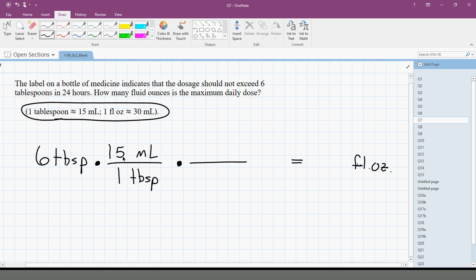All right. Now, no, fluid ounces will not go below. It has to go above because that's what we want. The one we want goes above. The one we want to get rid of goes below. So 1 fluid ounce is up here. And what's below? The 30 milliliters. Because we got to cancel this guy out, the milliliters. So this is what you're going to multiply everybody by. You're going to take 6 times 15 times 1/30.